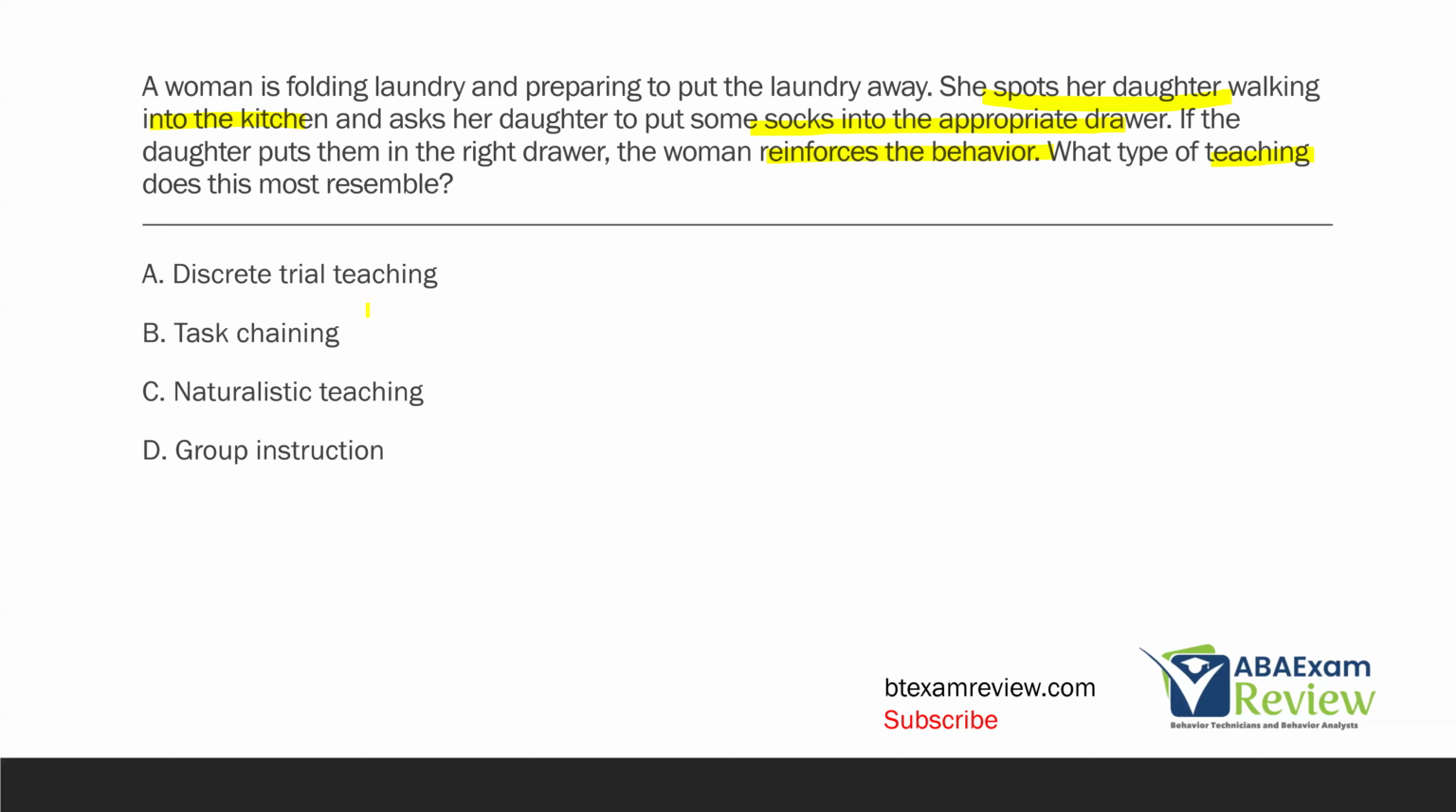What it resembles is C, naturalistic teaching. It looks very natural. It looks very incidental. It's just teaching as a result of a naturally occurring situation. And then D, group instruction. Obviously, there is no group. It's just the woman and her daughter. The type of teaching it most resembles is C, naturalistic teaching.